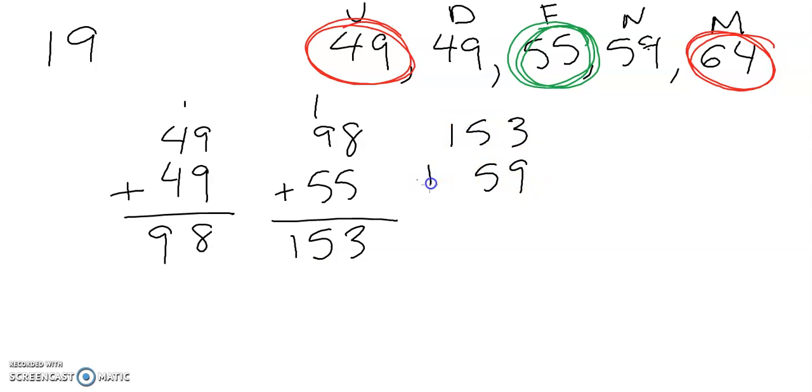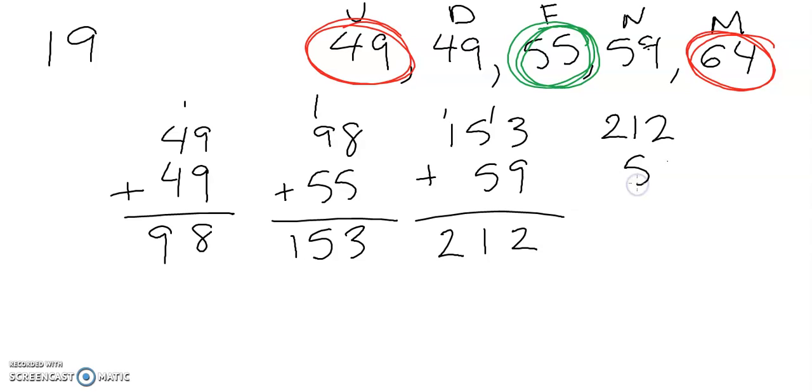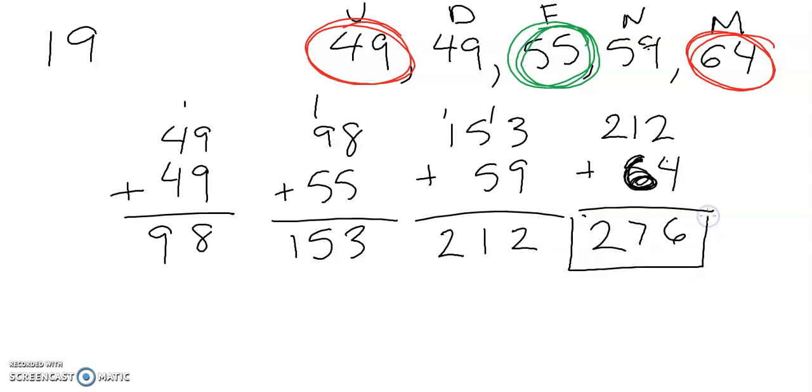153 plus 59. 9 plus 3 is 12. 5 plus 5 is 10, plus 1 is 11. 1 plus 1 is 2, so I have 212. I'm going to add 64. Yeah, 49, 49, 55, 59, 64. So 4 plus 2 is 6, plus 1 is 7, and 2 plus 0 is 2. So 276 is the number that I am going to now need to divide by 5.